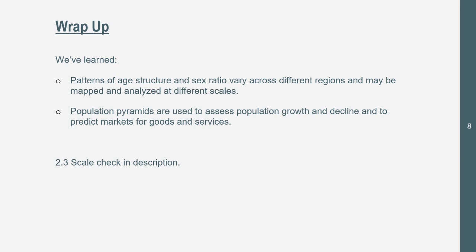Alright, here's a wrap-up of what we've learned. We've learned patterns of age structure and sex ratio vary across different regions and may be mapped and analyzed at different scales. And we also learned population pyramids are used to assess population growth and decline and to predict markets for goods and services.